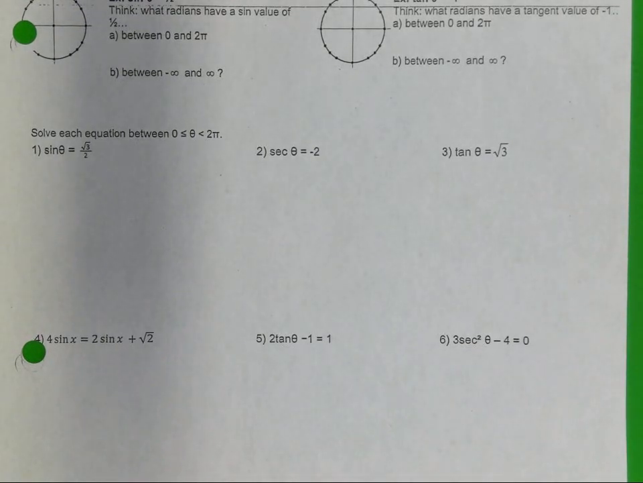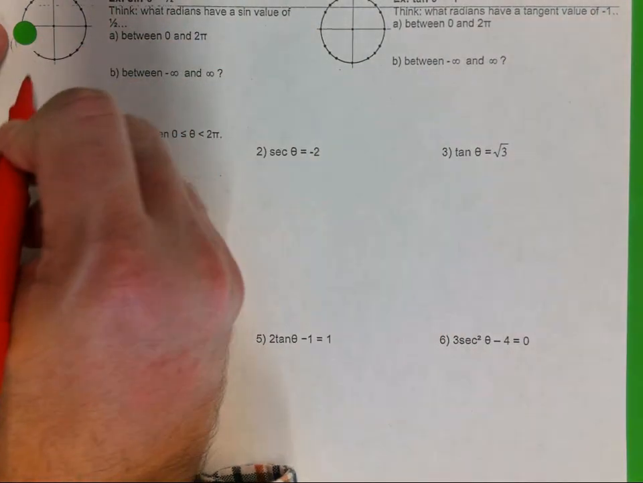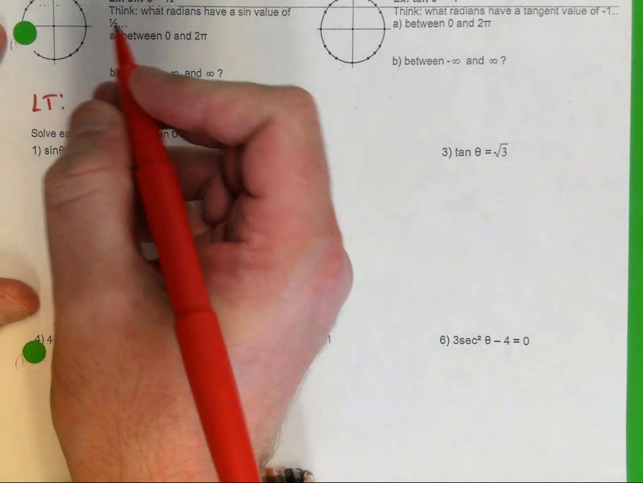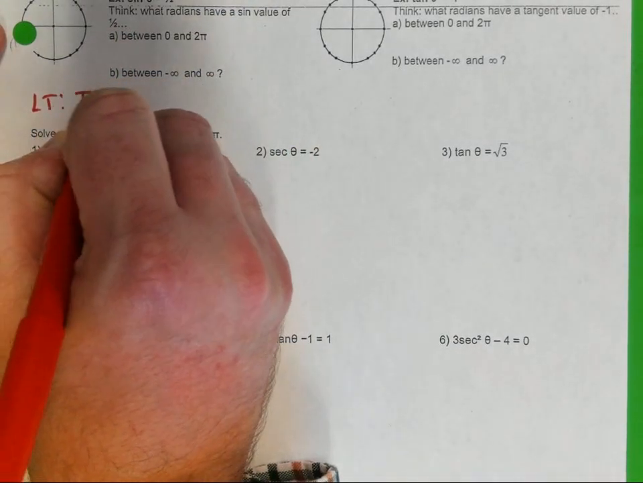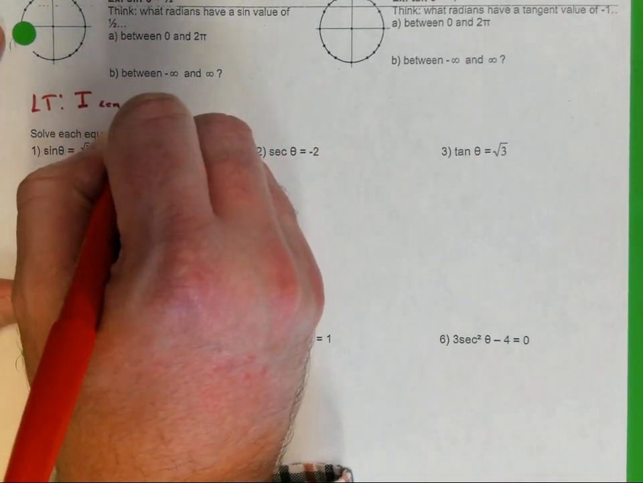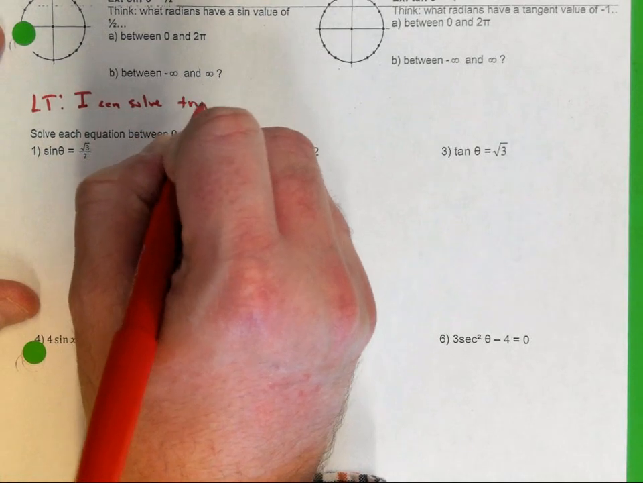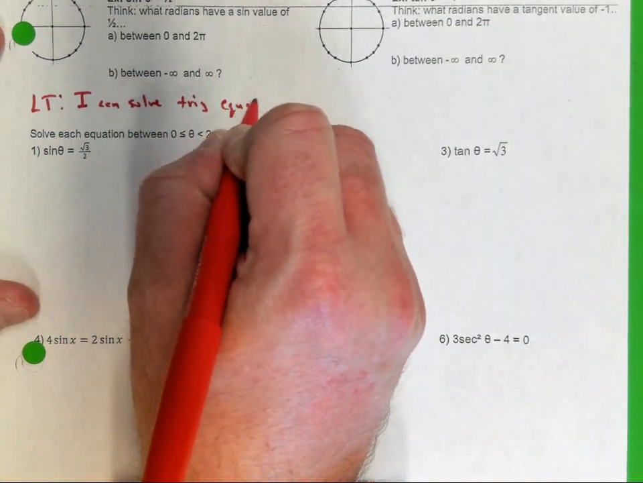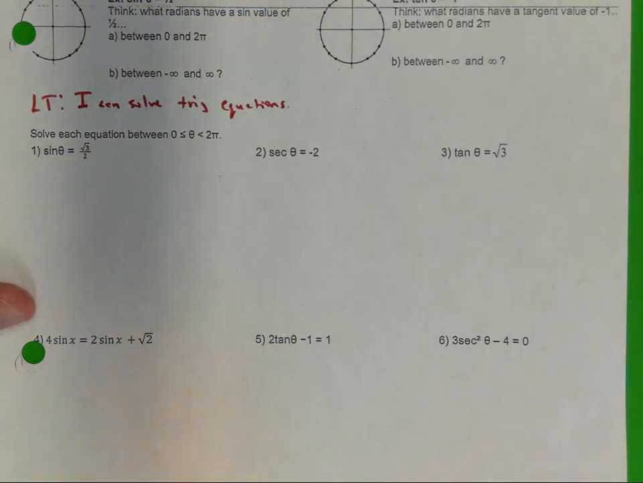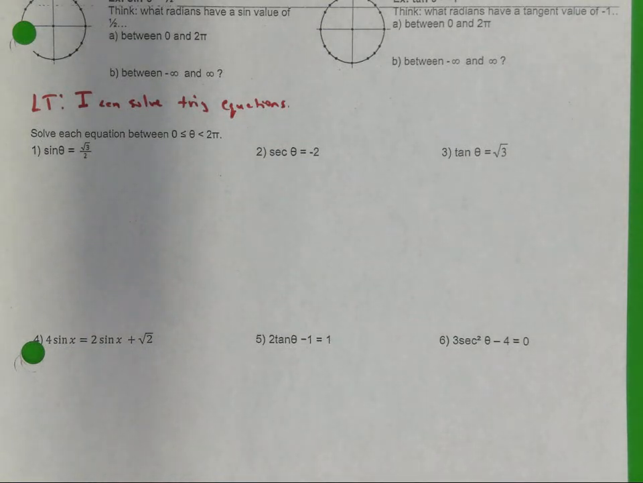Today our learning target is: I can solve trig equations. Okay? And your directions say solve each equation between zero, less than or equal to theta, less than 2 pi.